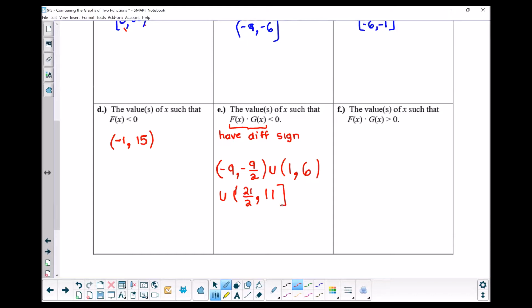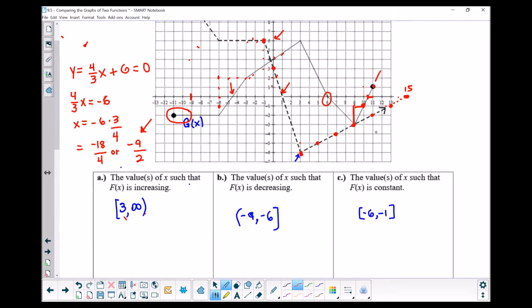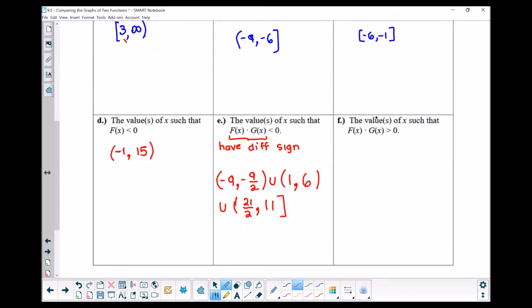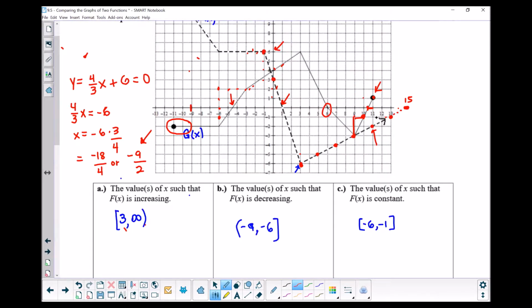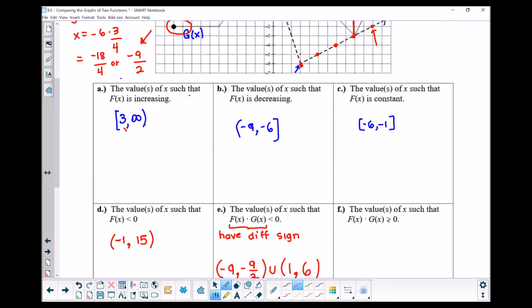Now, is that right? Let's double check. When we are at 11, the F and the G are both defined, so it certainly would be a value that we would consider including. So that would be your final answer for part E. Okay. Part F is somewhat similar, except now you want to find the intervals over which the two functions have the same sign. The same sign is going to be your positive 0.